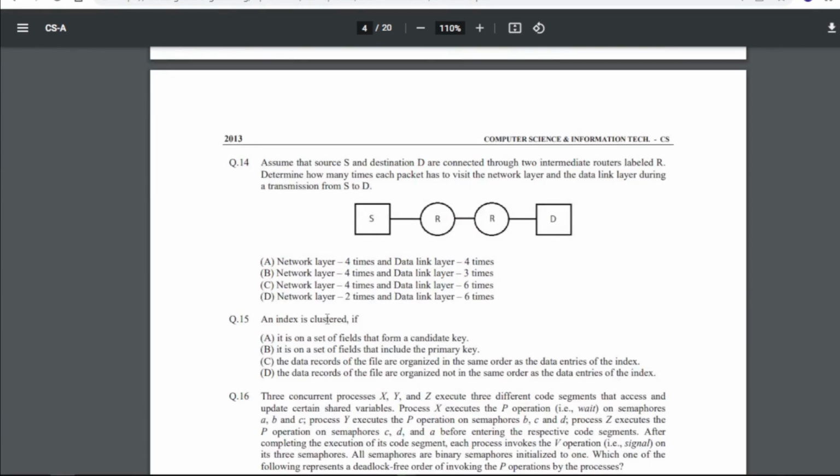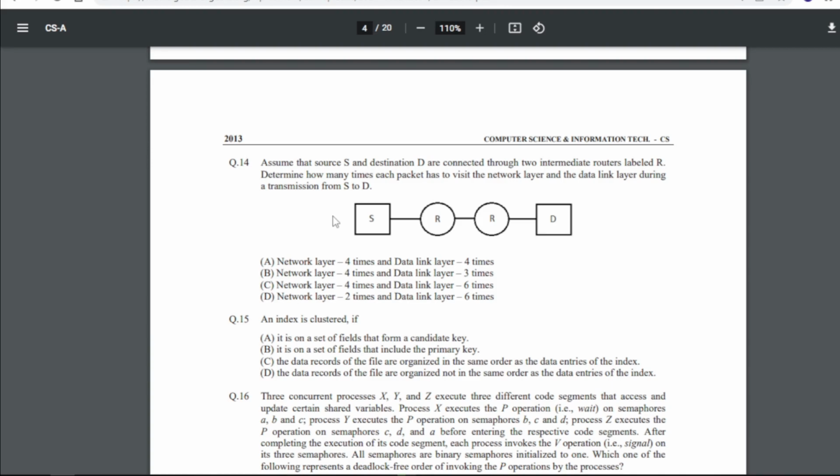14 is, assume that source S and destination D are connected through two intermediate routers labeled R. Determine how many times each packet has to visit the network layer and the data link layer during a transmission from S to D.